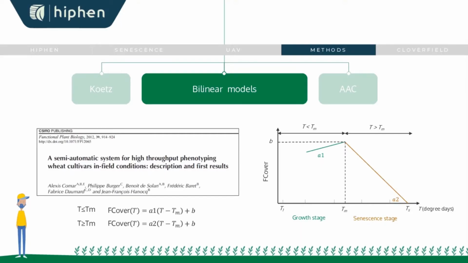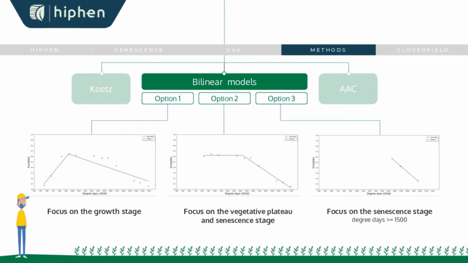Then you have the bilinear approach. It's something that I did a lot during my PhD, and we published that in 2012, where basically you try to fit curves for the different phases as I described: the growth, the plateau, and then the senescence. At this stage, we tried to apply it on all the data, but maybe we should have used a trilinear model.